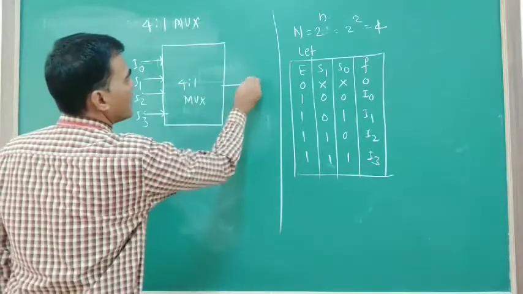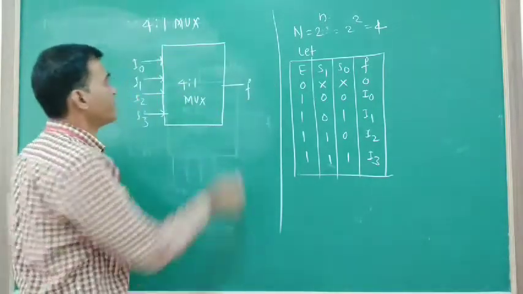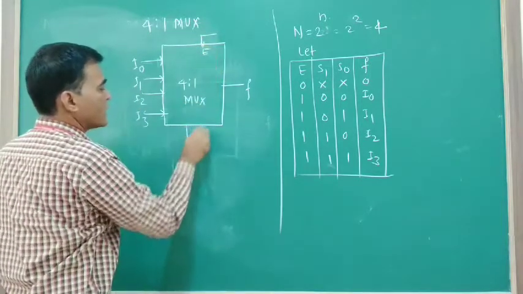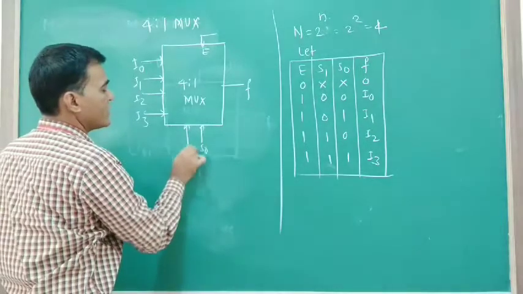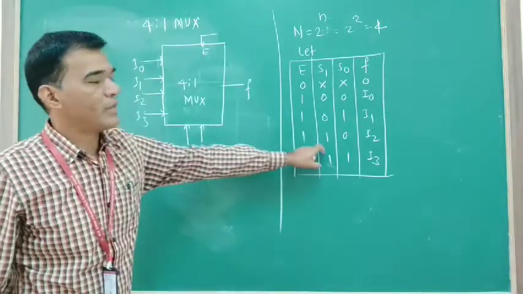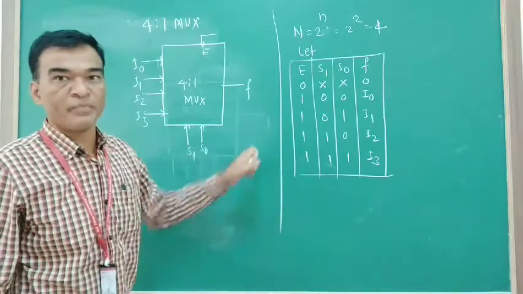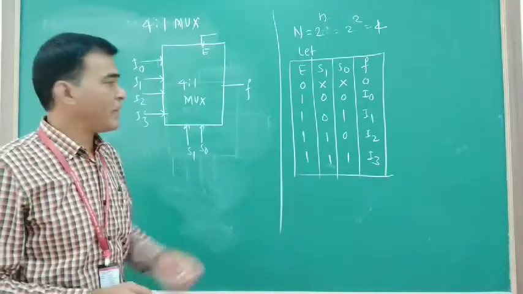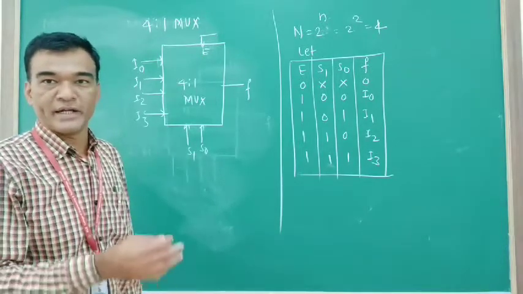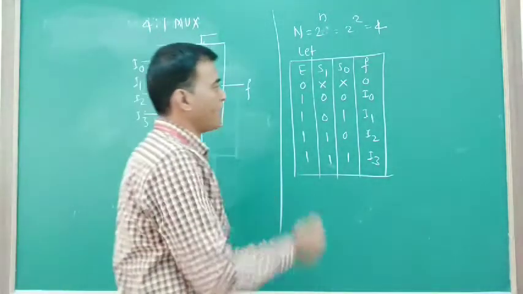It has only one output line, that is F, an enable pin, then 2 select lines. So these 2 select lines are S0 and S1. This is how I can implement this particular truth table. One way of implementing this logic is by using gates, right? So how can I implement it?